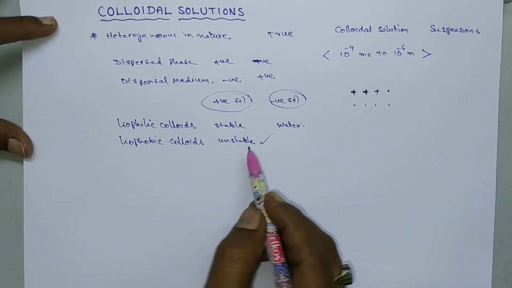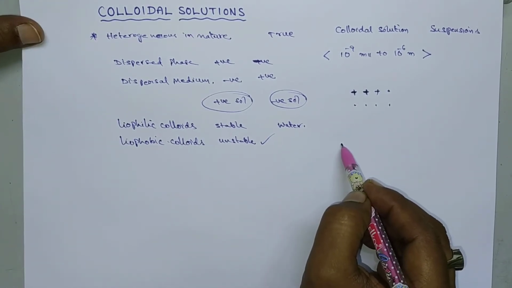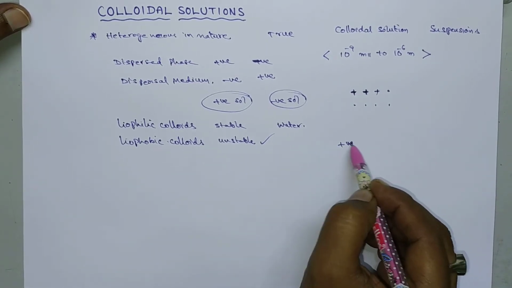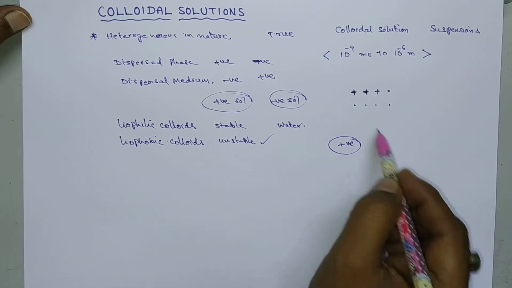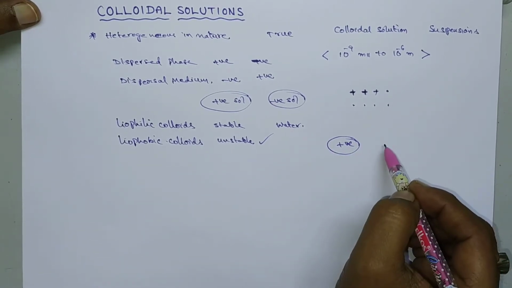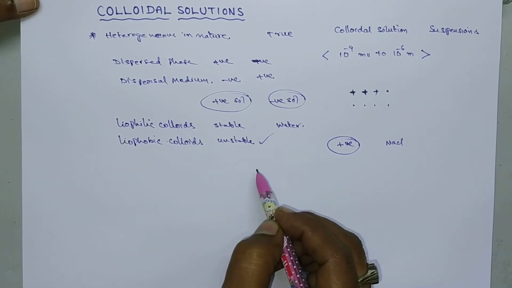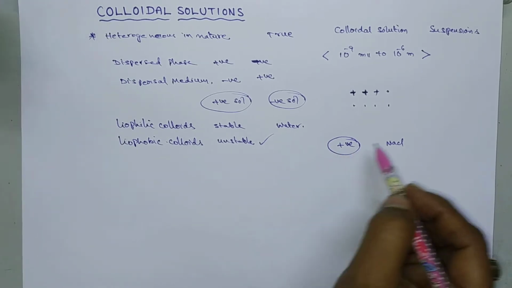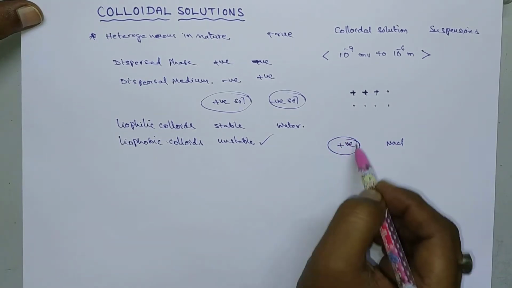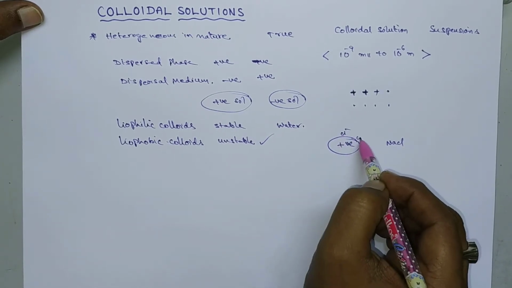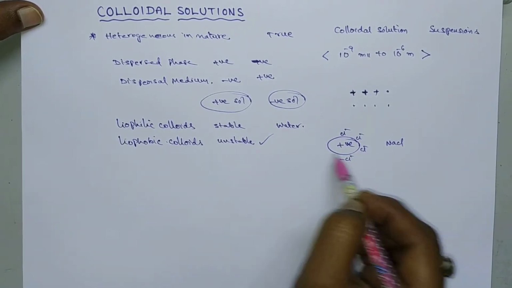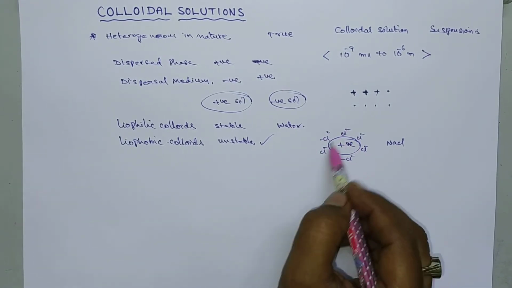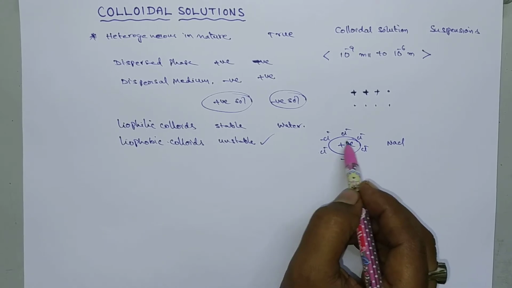Every colloidal particle exhibits some charge. Suppose you take a positive colloid, which exhibits positive charge. If you add an electrolyte, for example sodium chloride, to a positive sol, then the ions having opposite charge will adsorb on the surface of the colloidal particles. Here Cl minus ions will adsorb on the surface of the positively charged colloidal particles. Due to adsorption of opposite charged ions on the surface of the colloidal particles, the positive charge will be decreased.